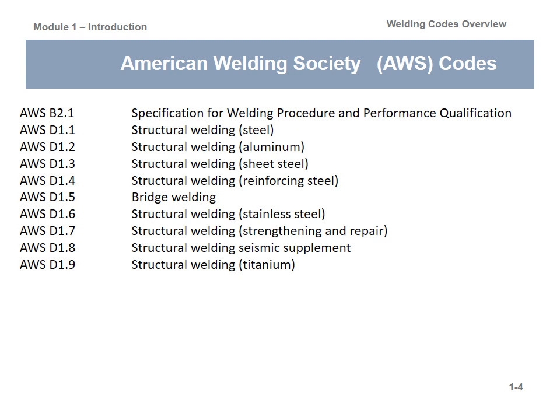The difference between 1.1 and 1.3 is sheet steel is anything under 1/8 of an inch. D1.4 is reinforcing steel, that's the rebar that goes in concrete. AWS D1.5 is bridge welding. Stainless steel structural is D1.6. D1.7 is structural welding, strengthening, and repair. D1.8 is the structural welding seismic supplement, and D1.9 is structural welding titanium. As you can see, AWS covers a lot of ground, and I'm going to try and take a shot at D1.1 first, and then we'll go from there.